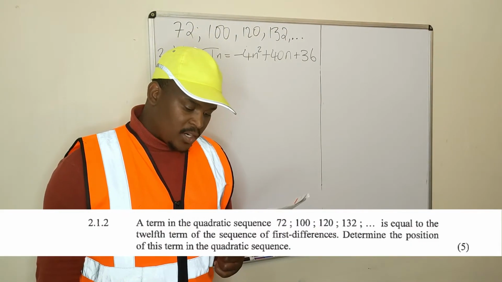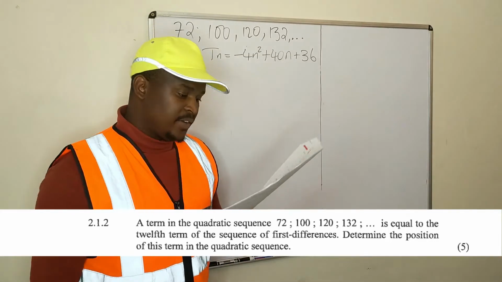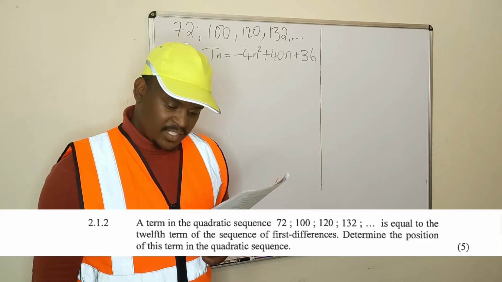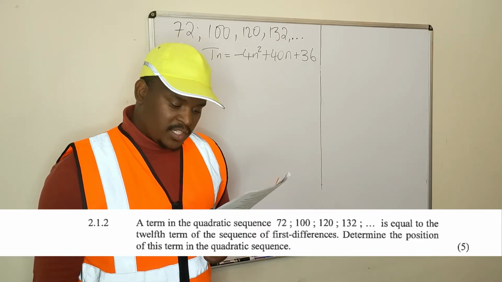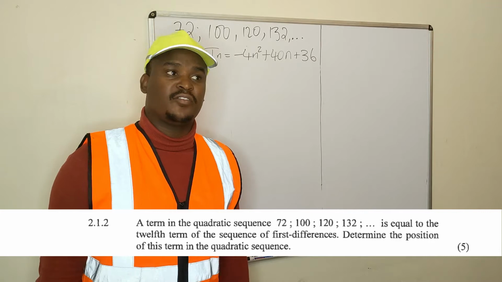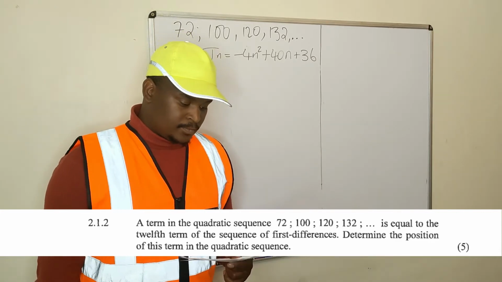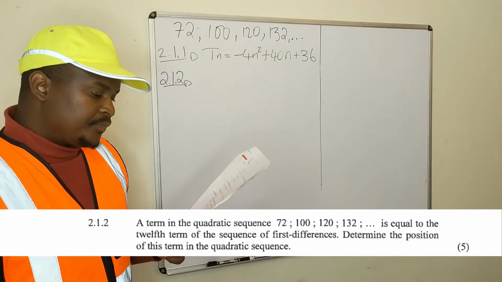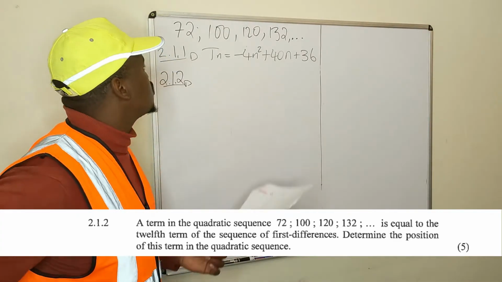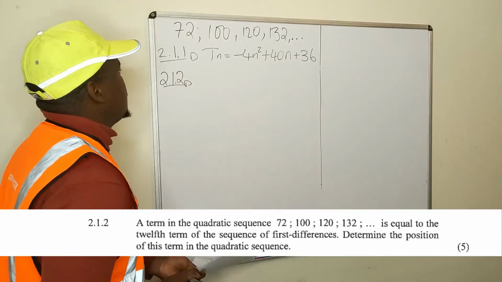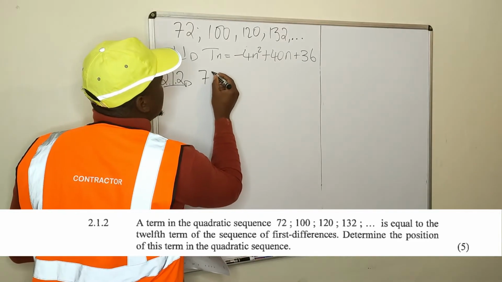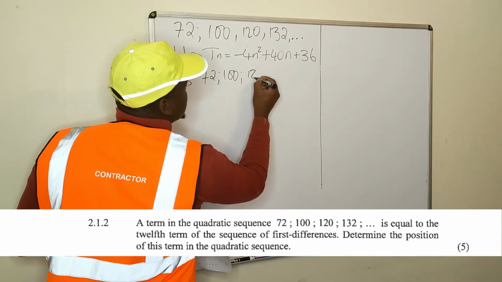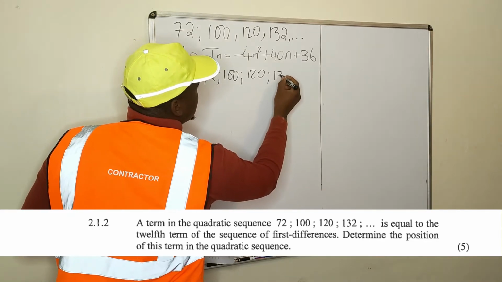A term in a quadratic sequence, which is this sequence that we're given here, is equal to the 12th term of a sequence of the first differences. Determine the position of the 12th term of the quadratic sequence. So you are told about the 12th term of the sequence. Let me do this again. I said we have 72 here, we have 100, we have 120, we have 132.